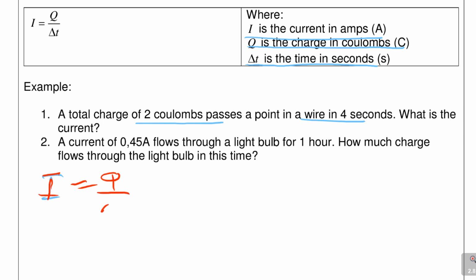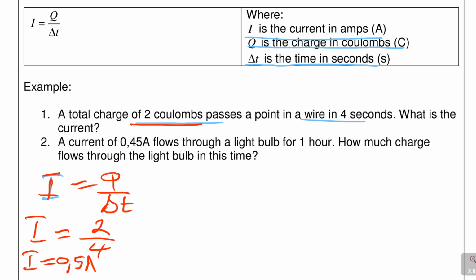I is Q over change in T. So I here is equal to the charge, they told us 2 coulombs, over 4 seconds. Then I is equal to 2 over 4. It will be 0.5 amps. Don't forget it's A. The next one: a current of 0.5 amps flows through a light bulb in 1 hour.